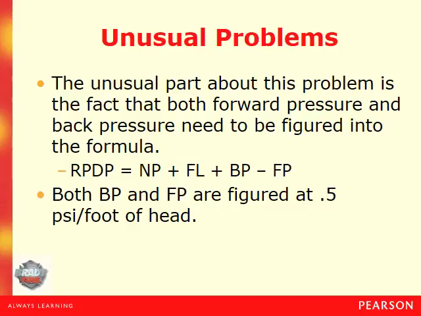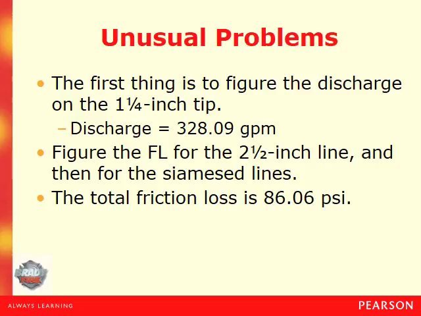So the unusual part about this problem is the fact that you have both forward pressure and back pressure. So you need to figure that into the formula. Remember, both back pressure and forward pressure is just figured out at 0.5 psi per foot of head. So the first thing we do, and I always like doing this first, is starting at the nozzle and working our way back. So we have a 1.25 inch tip, and we have to figure out our gallons per minute. So that's 29.7 times the diameter squared times the square root of nozzle pressure. And we figure that out, and you get a discharge of 328 gallons per minute.